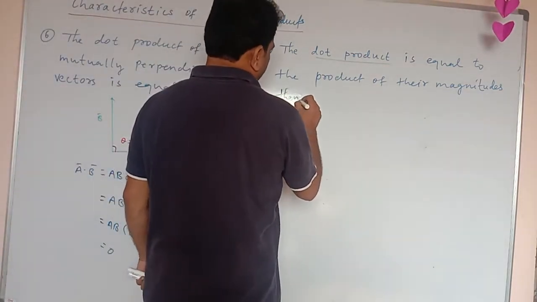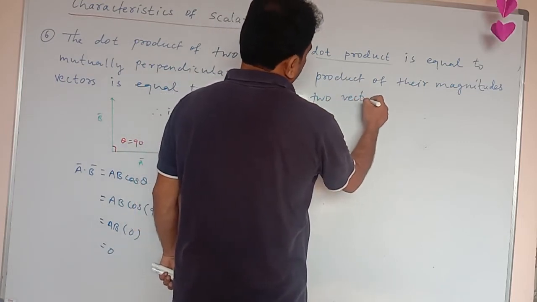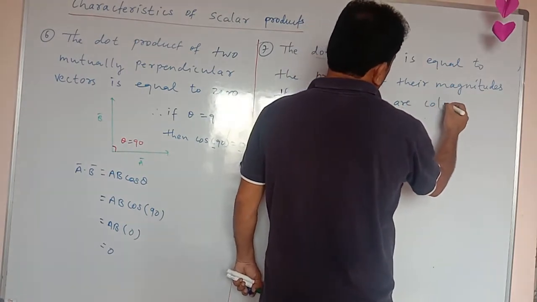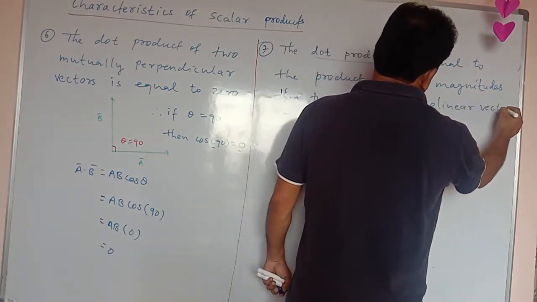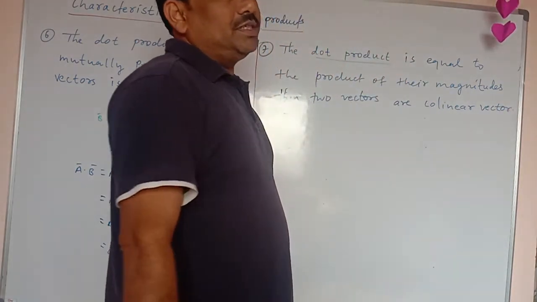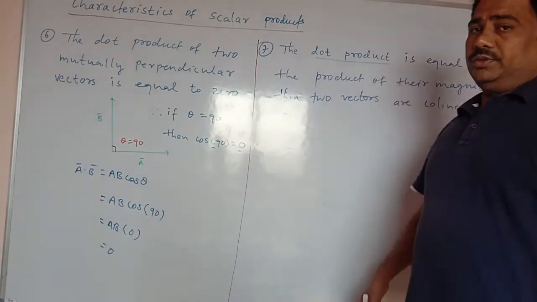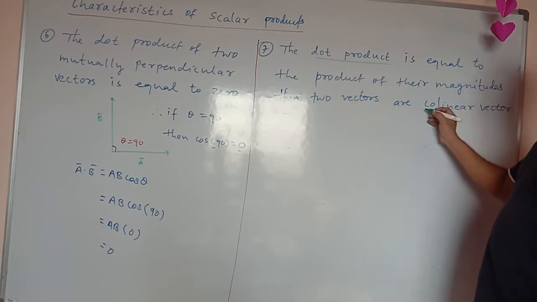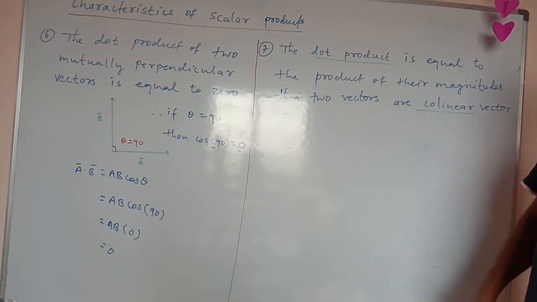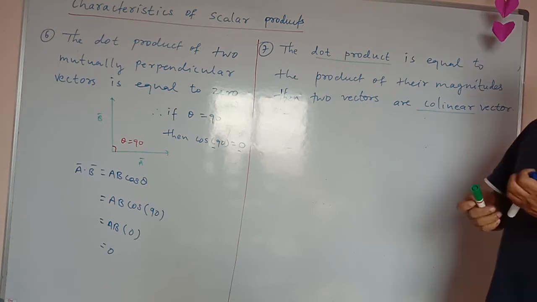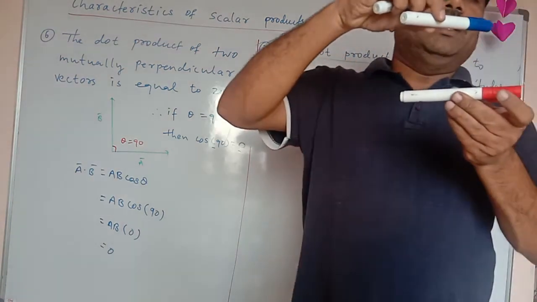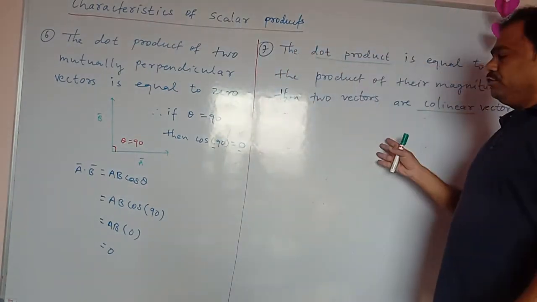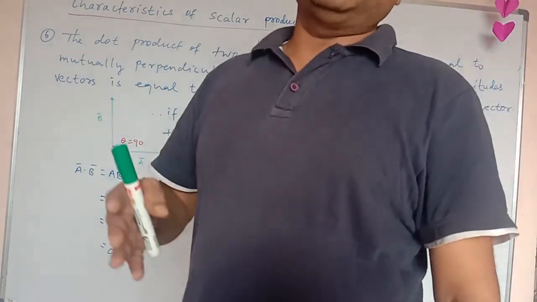Collinear vectors means what? They must be parallel or anti-parallel to each other. What is the meaning of collinear vectors? We have already seen in our theoretical concept that collinear vectors are either parallel to each other, or they can be anti-parallel to each other. So if two vectors are parallel or anti-parallel, then what about their dot product?